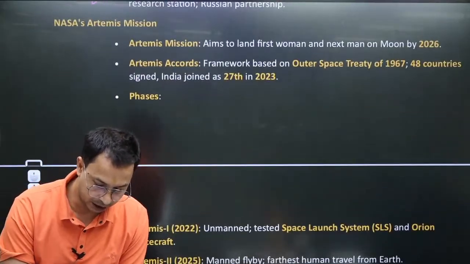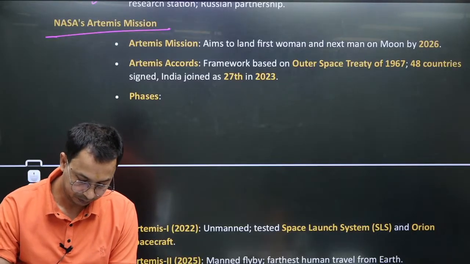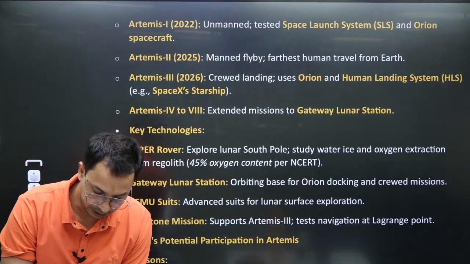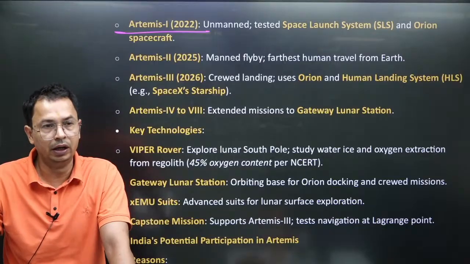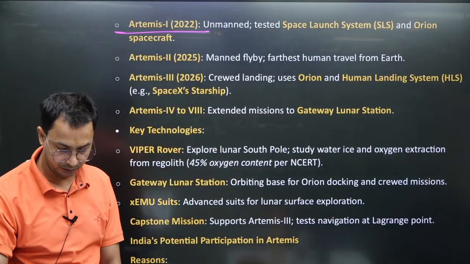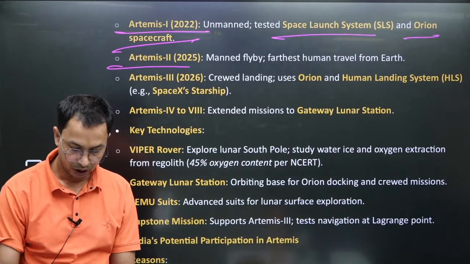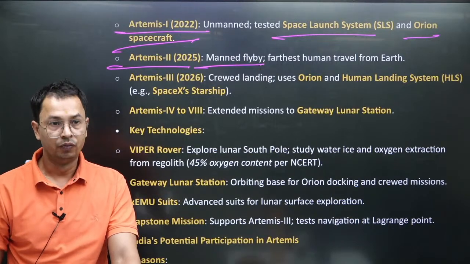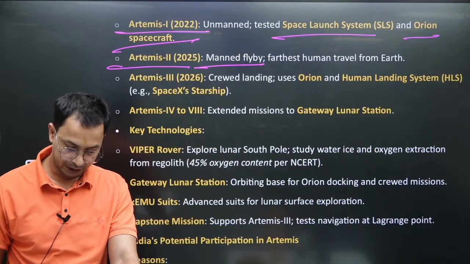Then the Artemis mission of NASA. In Artemis we have 8 missions. First, Artemis 1. Artemis 1 will be the unmanned mission for the moon, and it will use the Space Launch System and the Orion spacecraft. Then Artemis 2, in 2025, will be the manned flyby, and it will be the farthest flyby of man in space.